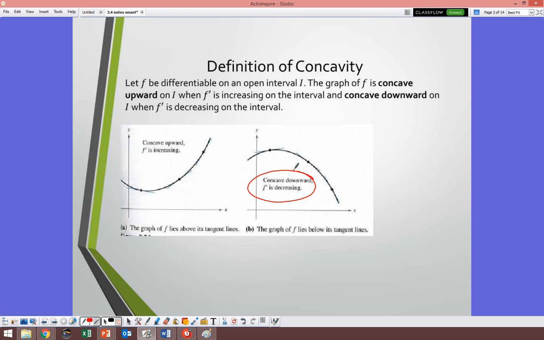Just think of it like a little cave. Concave. Anyway, I tried, sorry.